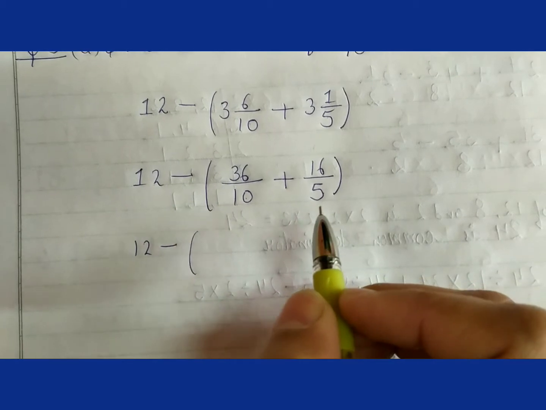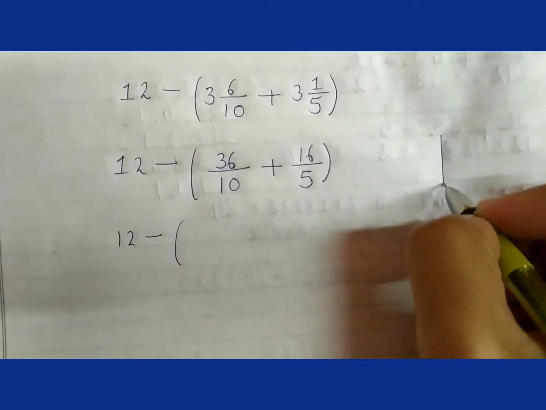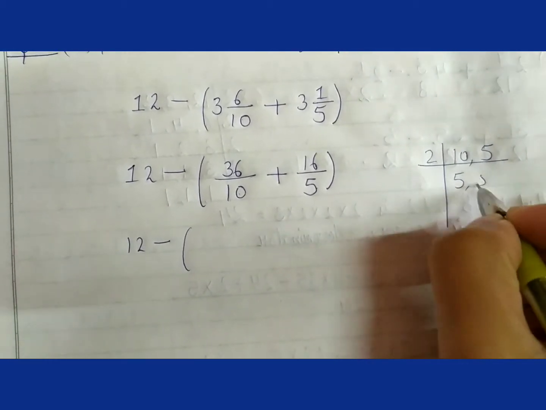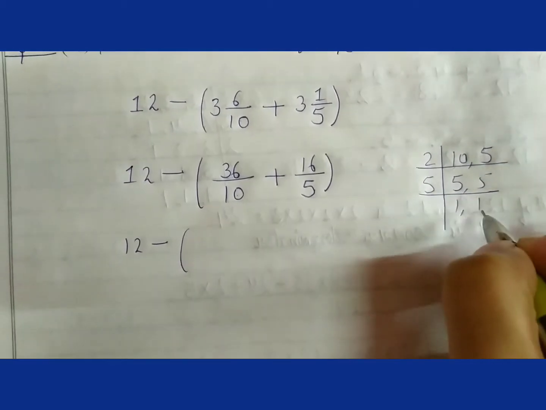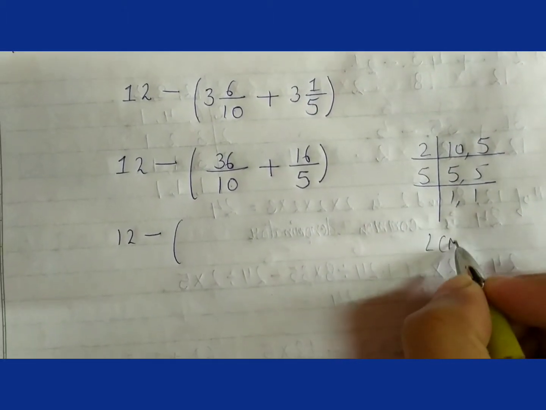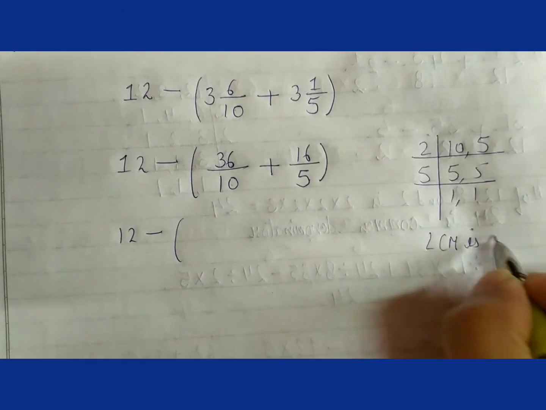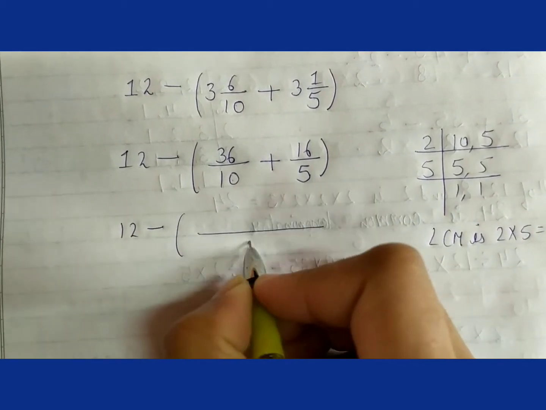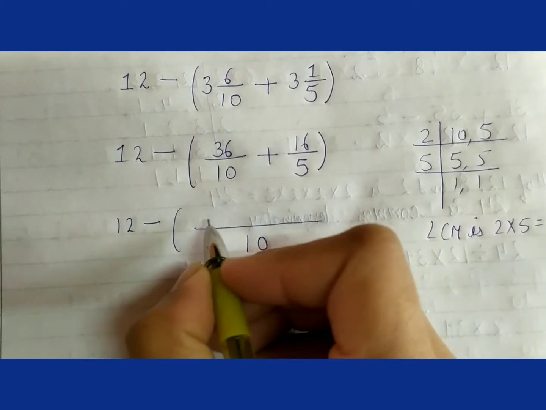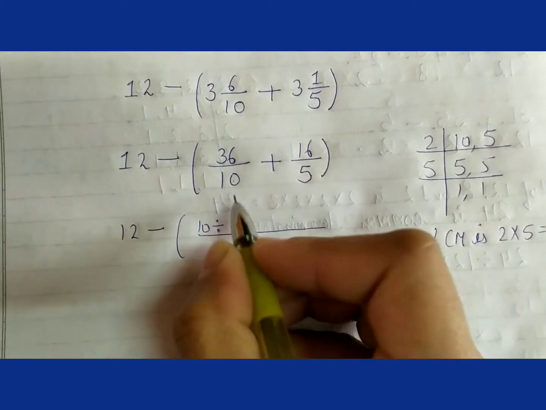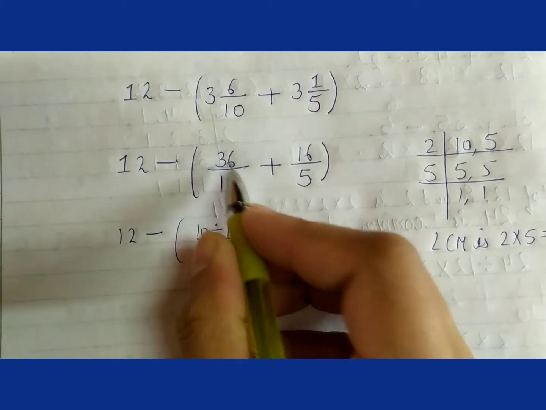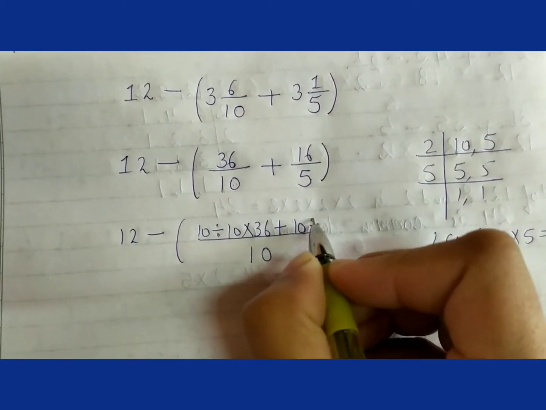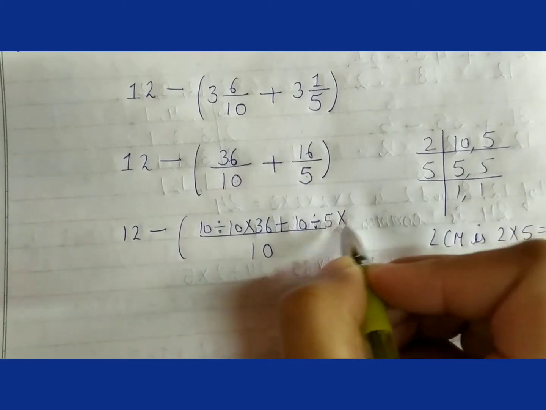Denominators are not the same. Find out the LCM. 10 and 5. 2 5s are 10, 5 as it is, 5 1s are 5, 5 1s are 5. LCM is 2 multiply 5, that is 10. Write 10 in the denominator. 10 divided by 10 multiply by 36. Addition sign. Again write 10 divided by 5 multiply by 16.